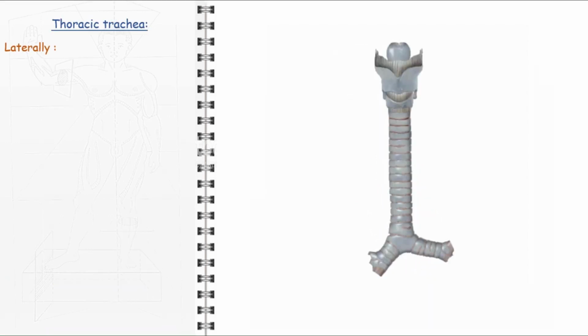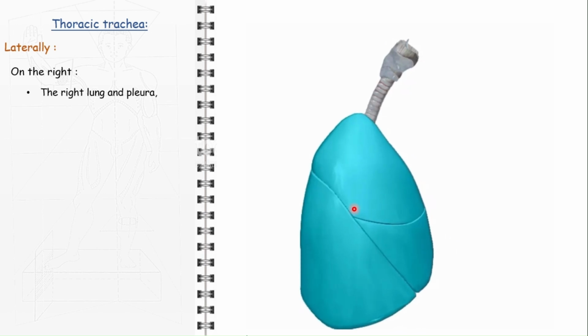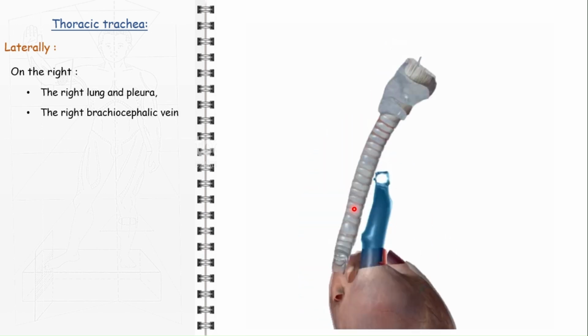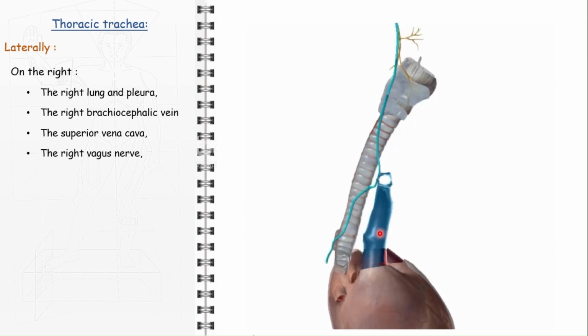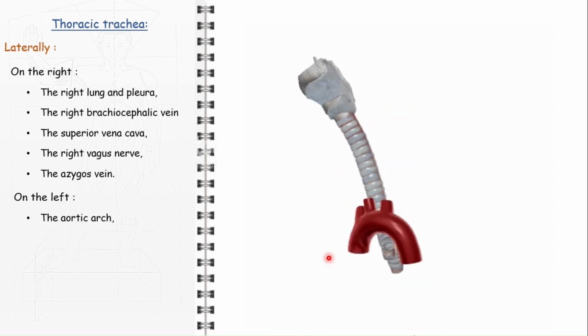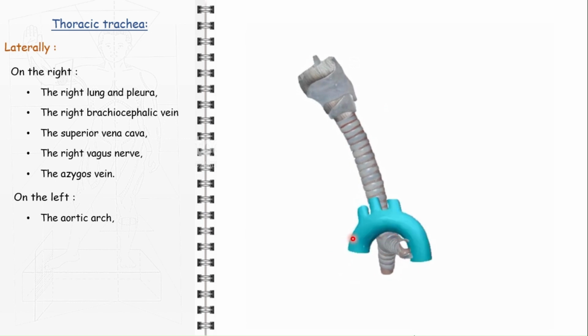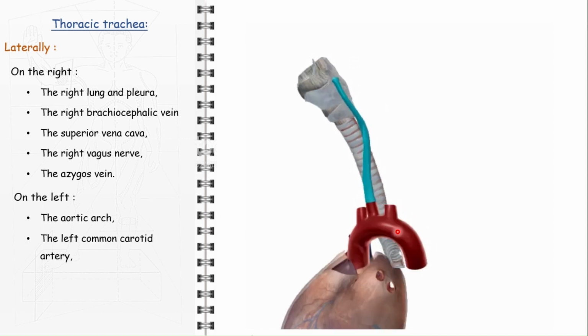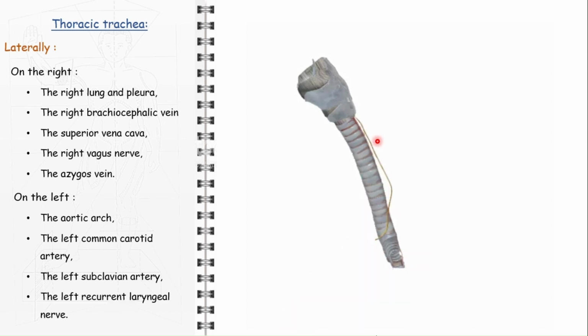Laterally, and on the right, it is related to the right lung and right pleura. The right brachiocephalic vein. The superior vena cava. The right vagus nerve. And the azygos vein. On the left, it is related to the aortic arch, the left common carotid artery, the left subclavian artery, and the left recurrent laryngeal nerve.